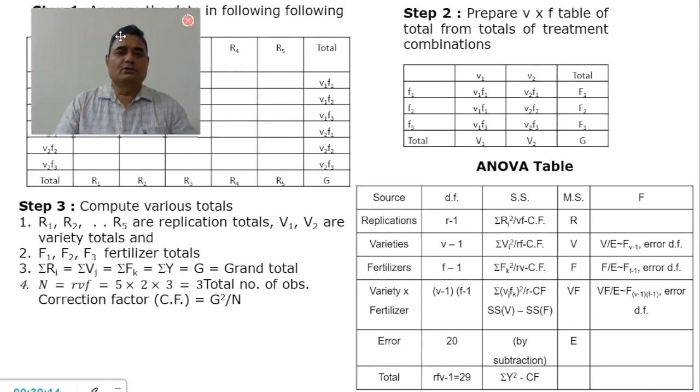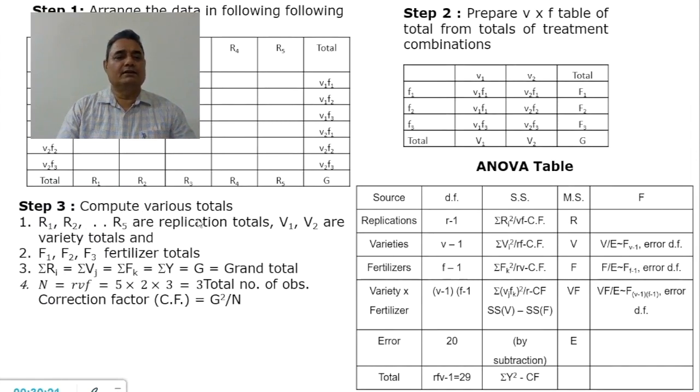Now, these totals are computed and they are represented by R1, R2 up to R5. V1, V2 are the variety totals, F1, F2, F3 are the fertilizer totals. And this is the grand total. G is the grand total. Capital N is the number of observations. R, V, and F: R is the number of replications, V is the number of levels of the variety, and F is the number of levels of fertilizers. So 5, 2, and 3. So we have 30 total observations.